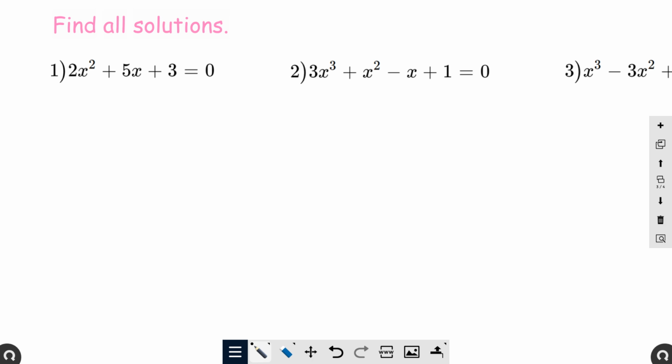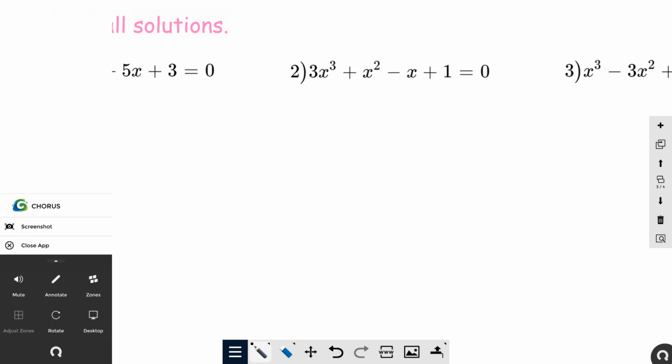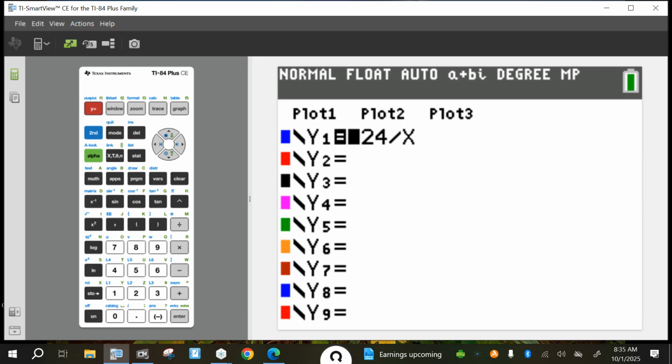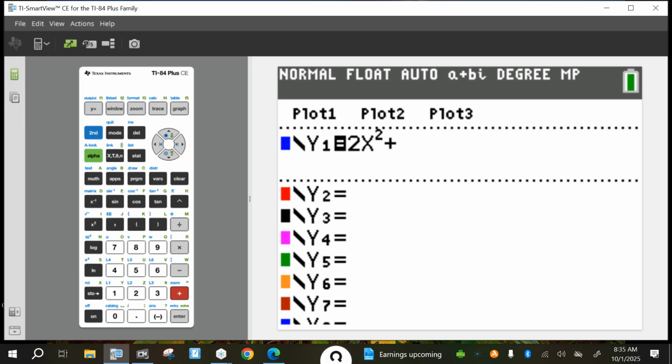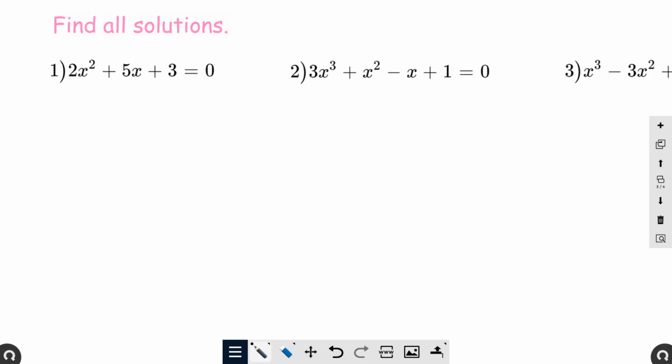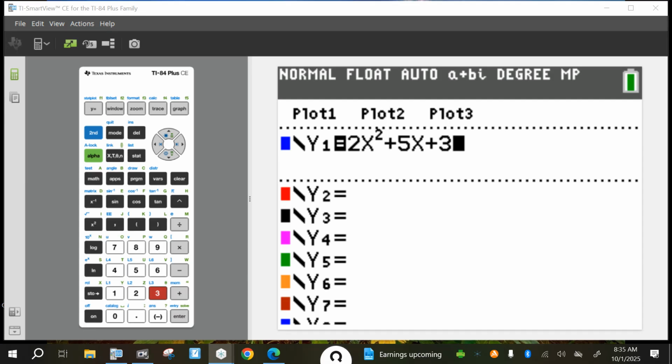So first step is to graph it on your calculator. So everybody get those calculators? Let's go to y equals 2x squared plus 5x plus 3. Don't worry about the equals 0 part. The equals 0 part is just telling us that's what we want to solve for x.